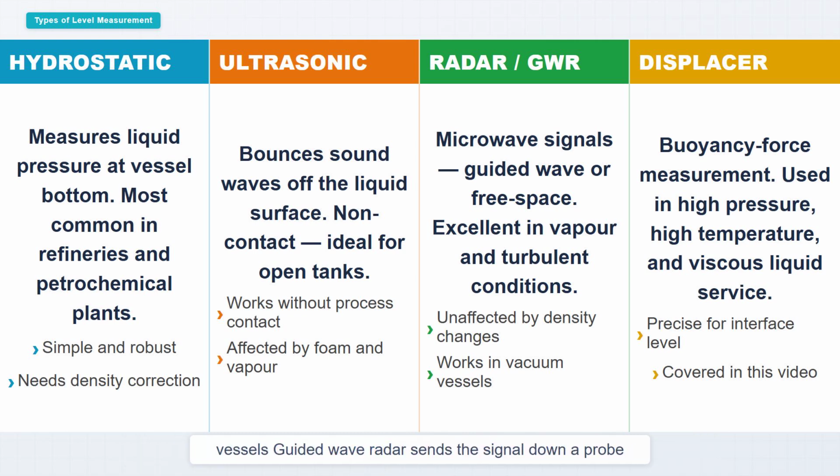Guided wave radar sends the signal down a probe touching the liquid. Capacitance and displacer types are also used for specific process conditions. This video focuses on the most fundamental type, the hydrostatic pressure method.